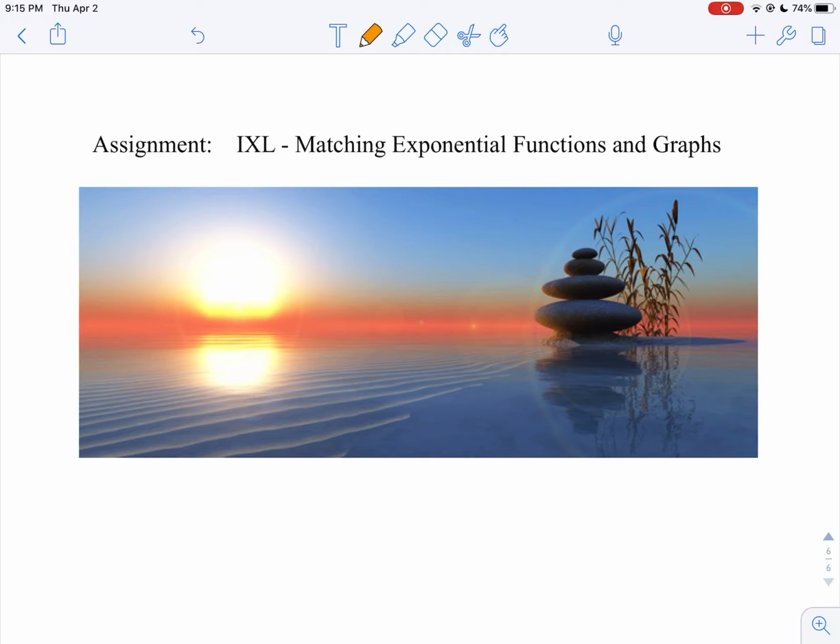The matching is going to be a little bit easier than what I was showing you guys in the notes because you are literally just going to match the graph and the equation. And they didn't do any horizontal translations at all. So it's just vertical stretches, shrinks, reflections, and vertical translations.